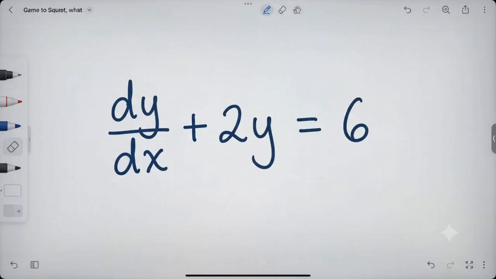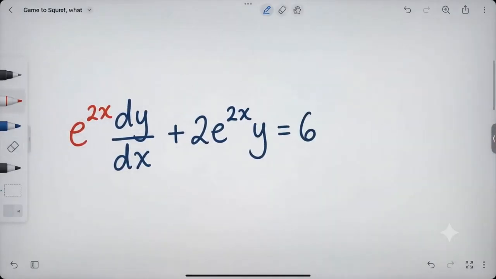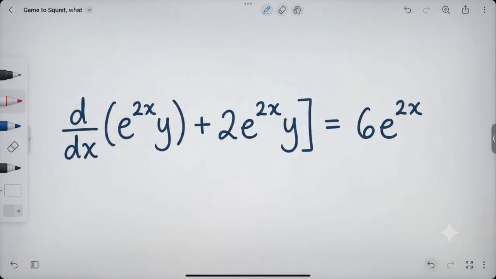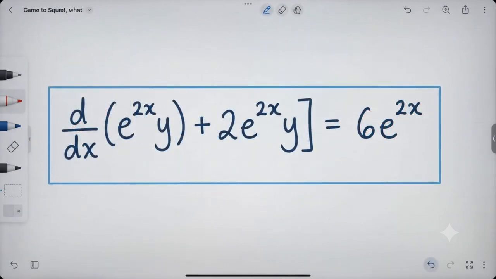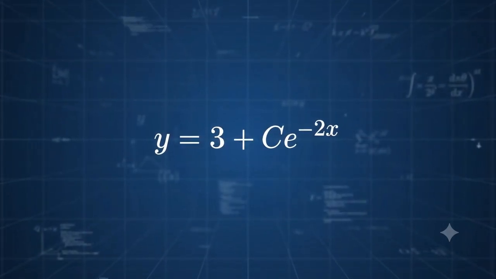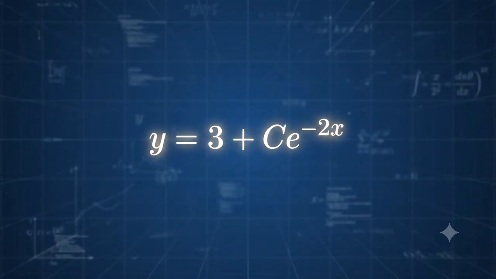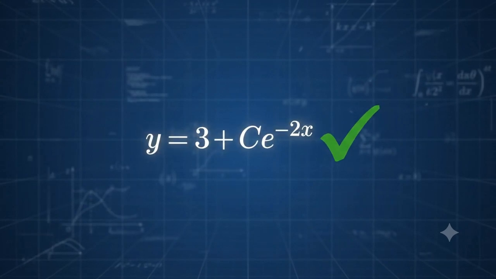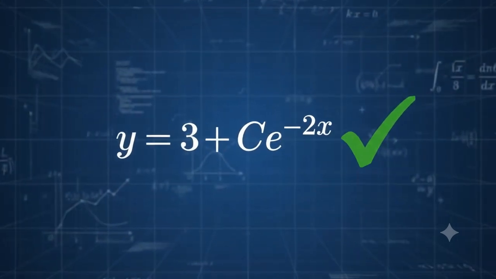Let's solve this linear differential equation by the integrating factor, which is e to the power of 2x. Now, recognize the left side as a product rule, giving us the derivative of e to the 2x times y. And that gives us our final general solution, y equals 3 plus c e to the negative 2x. This matches our initial condition perfectly.